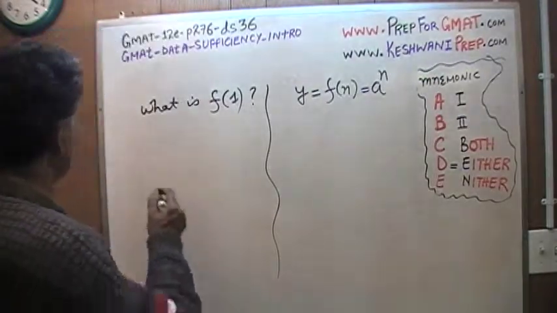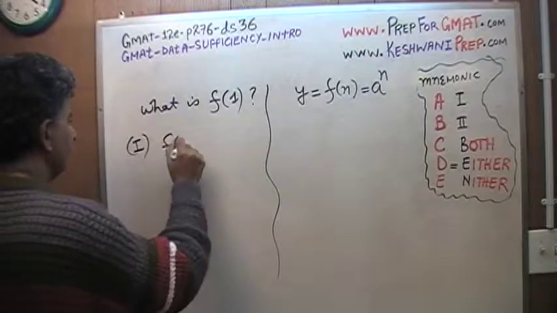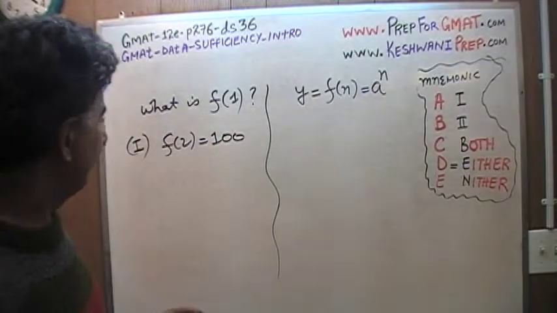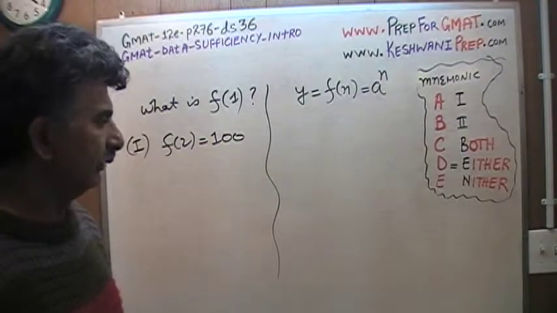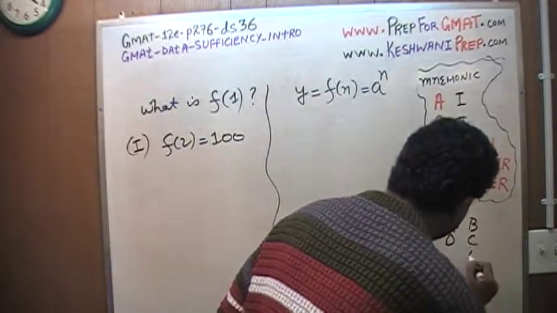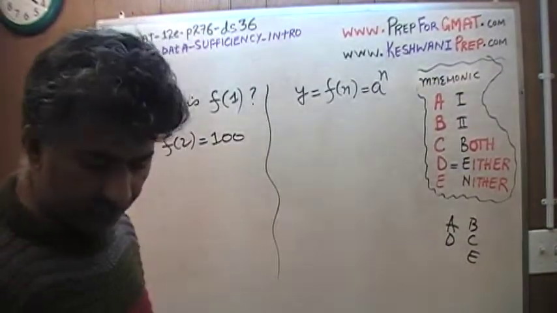The first statement tells us that f of 2 equals 100. Let's put it here first. A, D, B, C, E, so that we keep track of our inventory. So f of 2 equals 100.